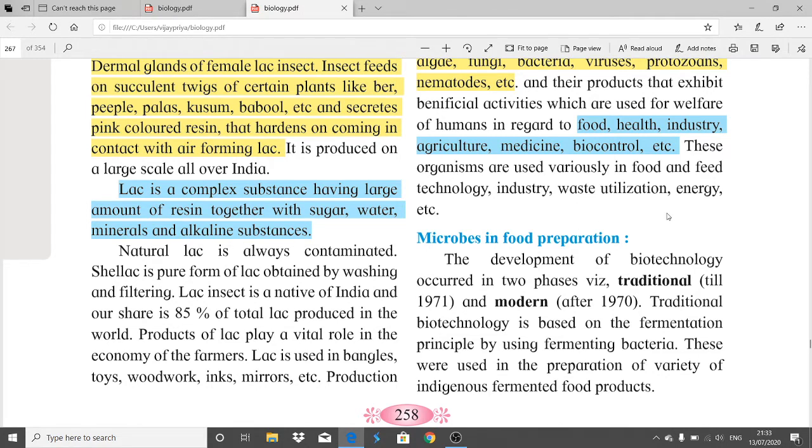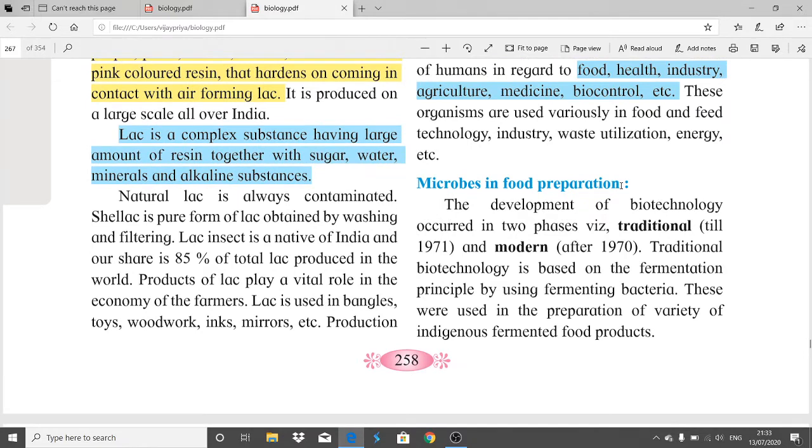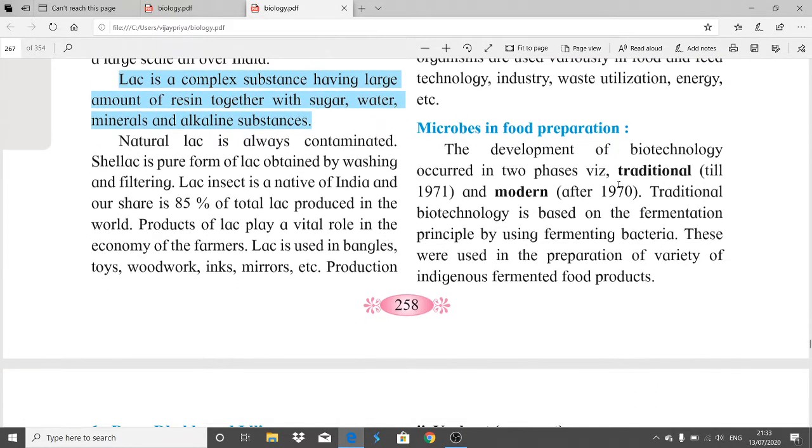part of this session. Okay, so microbes in food preparation. The first and foremost very important part of using these microorganisms in human welfare is food preparation: how the food is prepared in the food industries, and how these microorganisms play a vital role in food preparation. That we are going to study in this part.